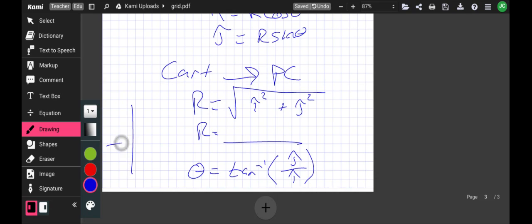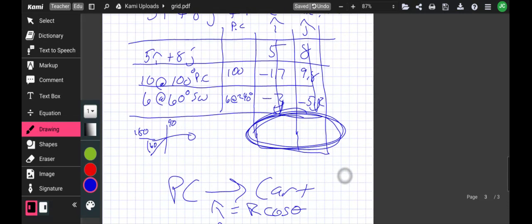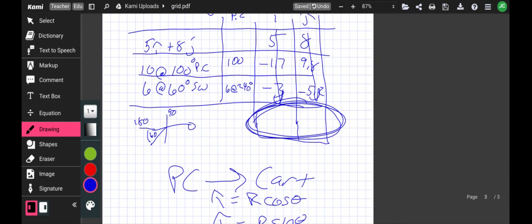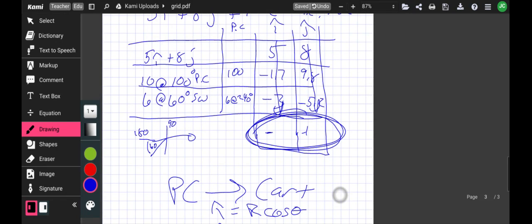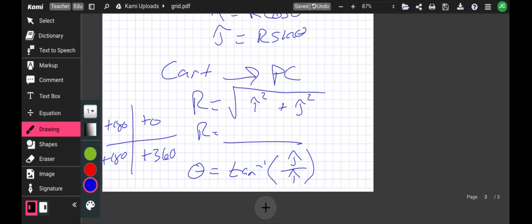Remember that if you are in the first quadrant, you add 0. If you're in the second quadrant, you add 180. If you're in the third quadrant, you add 180. If you're in the fourth quadrant, you add 360. This one here looks to me as if it is in the, this would be a negative value, this is a positive value, so it's in the second quadrant. And so if you are in the second quadrant, you would add 180 to the negative answer that you get here.